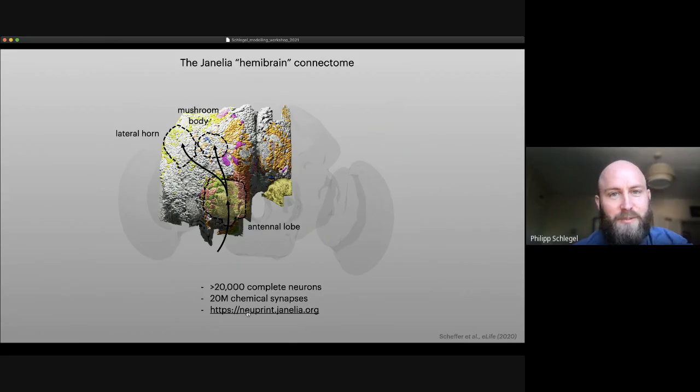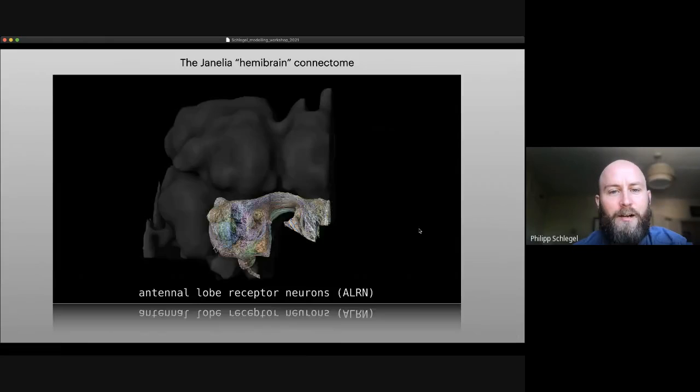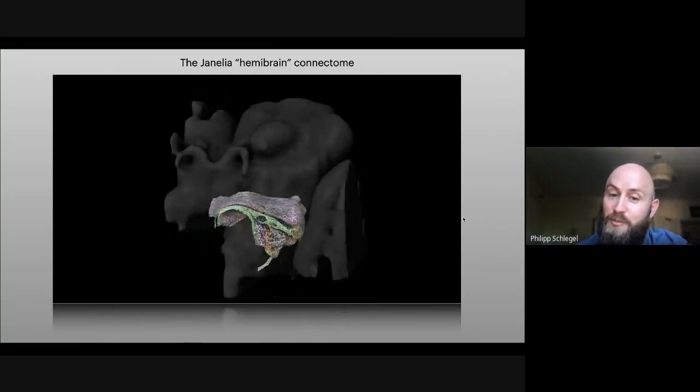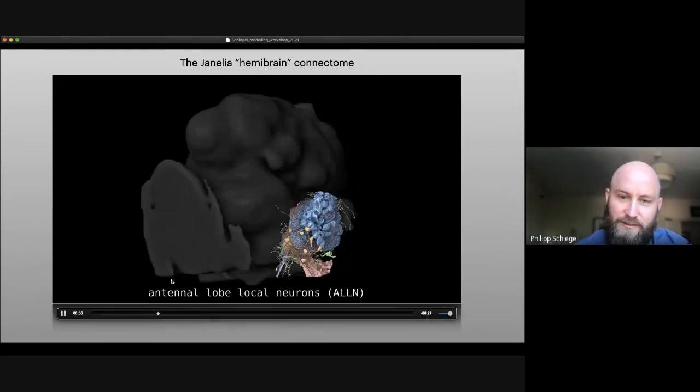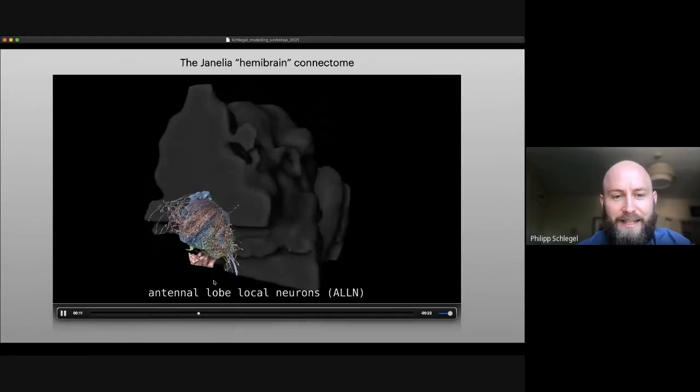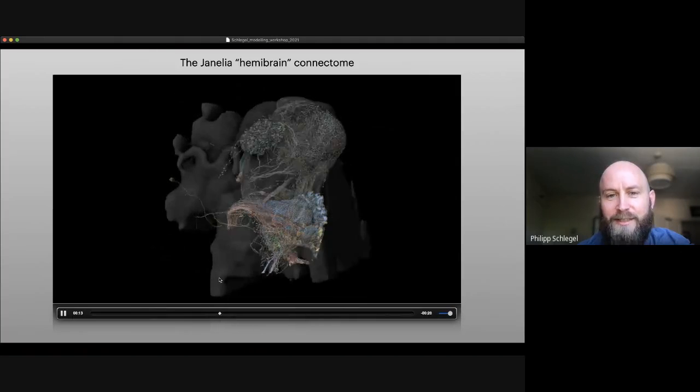So if you want to give it a browse, neuprint.janelia.org. Published in Scheffer et al. in 2020. Now, just to drive that point home, we've got all the types that we need to model the antennal lobe, which are the receptor neurons that you just saw, then we've got the local neurons, and last but not least, we have all the projection neurons.